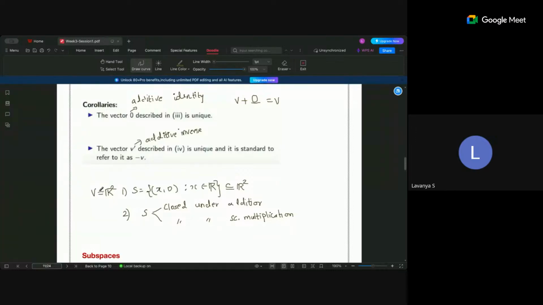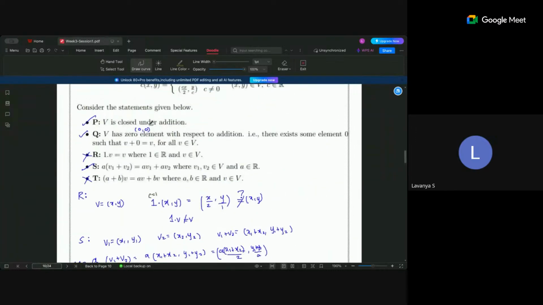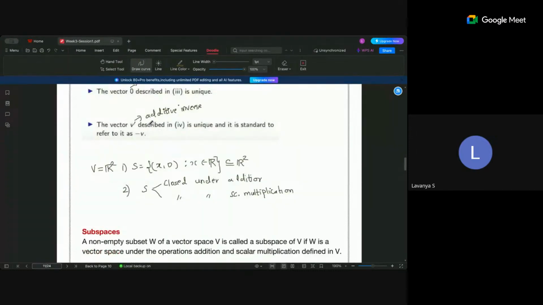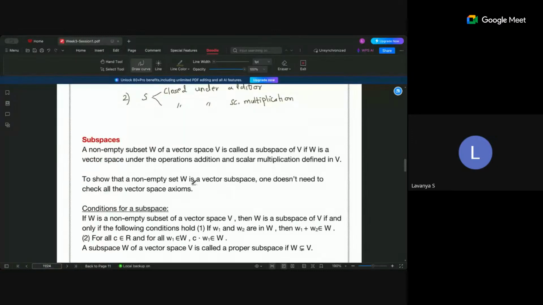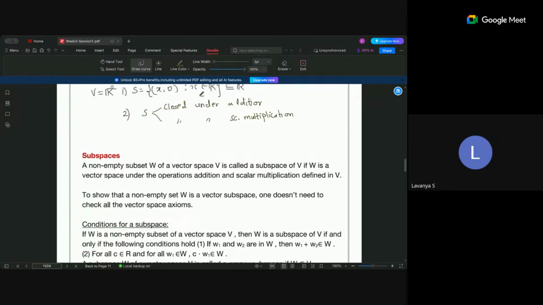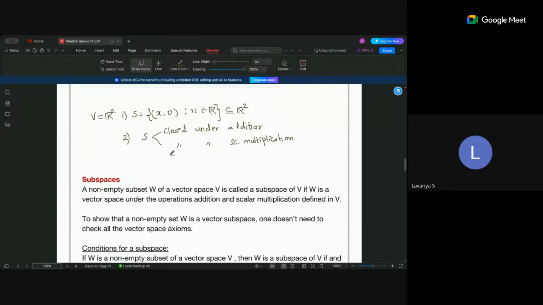Suppose I'm considering some other kind of operation for V, then for S also I should consider the same operation. Do you understand what I'm saying? Whatever operations you are using for V, the same operations you should check for the subset also. So for a subspace, you don't have to check all the vector space axioms. It is sufficient to check that it is a subset and closed under addition and scalar multiplication. Then that is enough to say that S is a subspace of V.